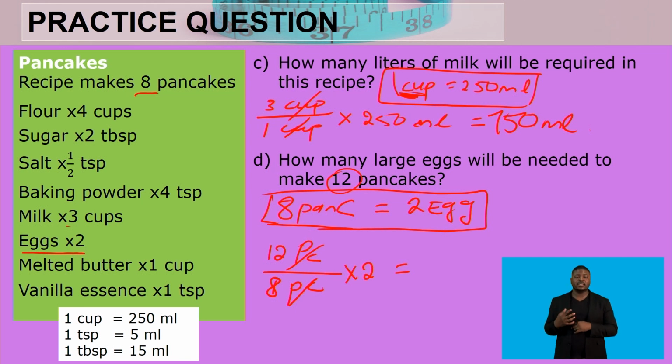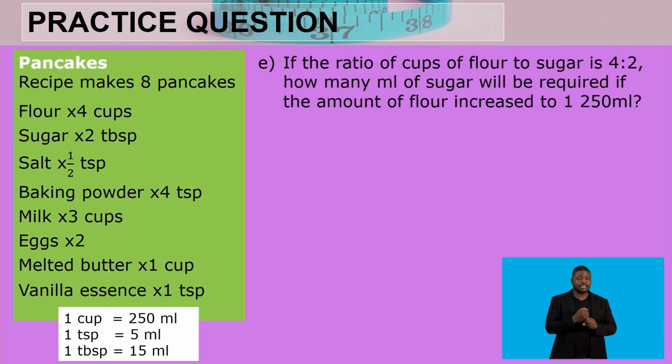Then that 1.5, you multiply it by 2. It will give us 3. 1.5 times 2 gives us 3 eggs. So it means we need 3 eggs to bake 12 pancakes. If the ratio of cups of flour is 4:2, we've got 4:2.